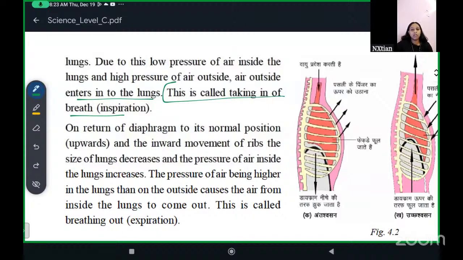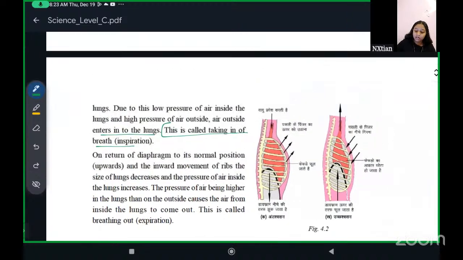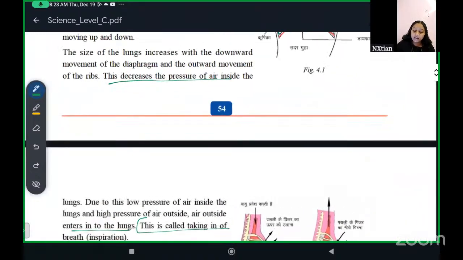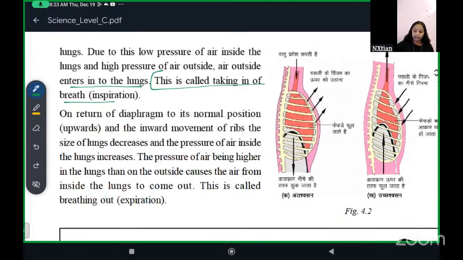Okay, all right, inspiration. So, I hope you got it. Downward movement of the diaphragm and the outward movement of the ribs decreases the pressure of air inside the lungs. Now there is low pressure inside us and high pressure of the air outside, due to which the air outside enters the lungs. This is known as inspiration.